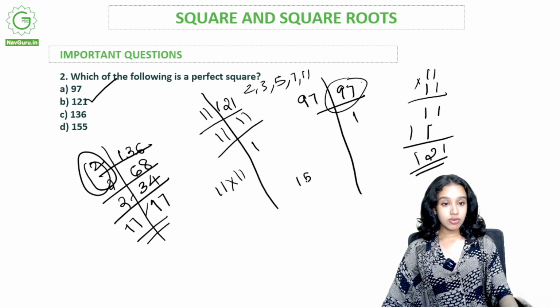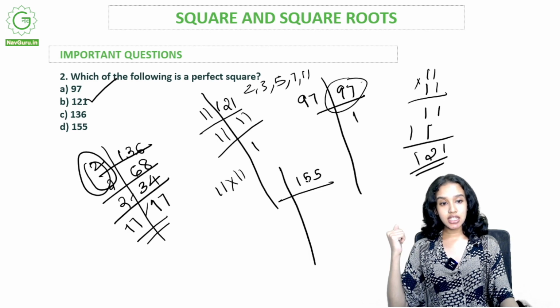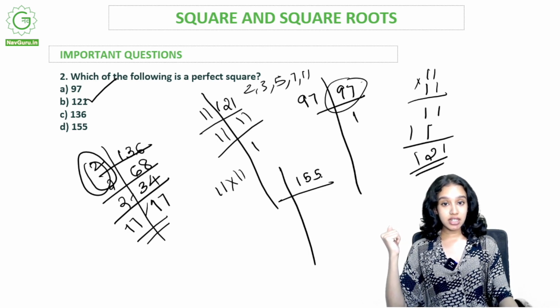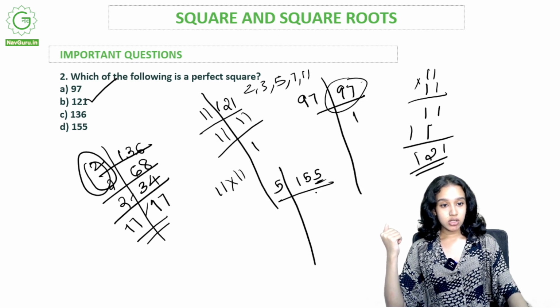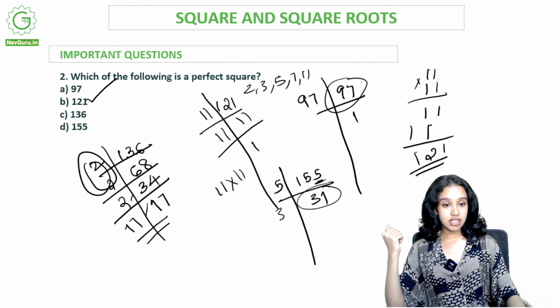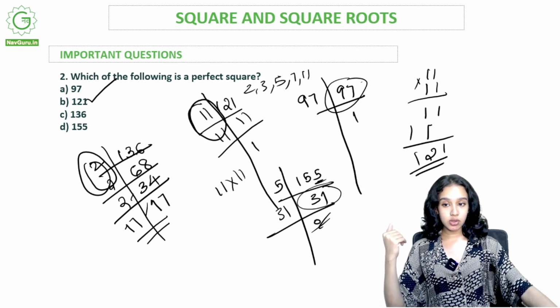Again, let's go for 155. Is it divisible by 2? No, it's not divisible by 2. Is it divisible by 3? 6 plus 5 is 11. It's not divisible by 3. Is it divisible by 5? Let's check. The last digit is 5, so yes, it is divisible by 5. So 3 fives are 15 and 1 five is 5. So 31, again we're at a dead end. So here again we didn't get a pair. This is the only number where we got a pair of numbers which multiplied by each other give the answer. So basically 121 is a perfect square.